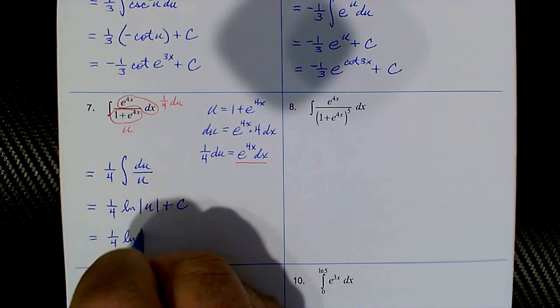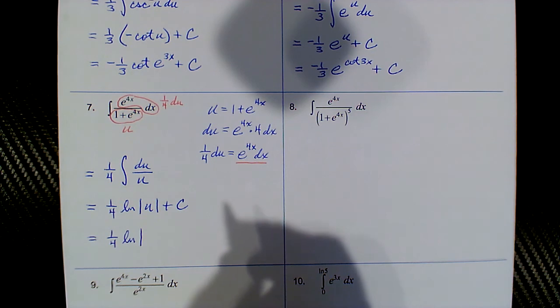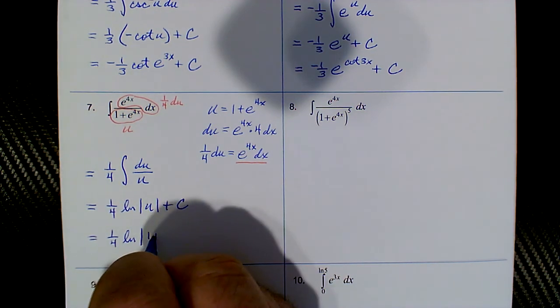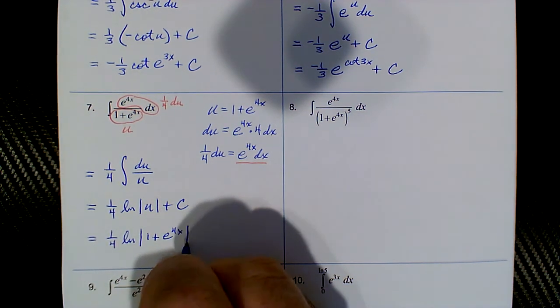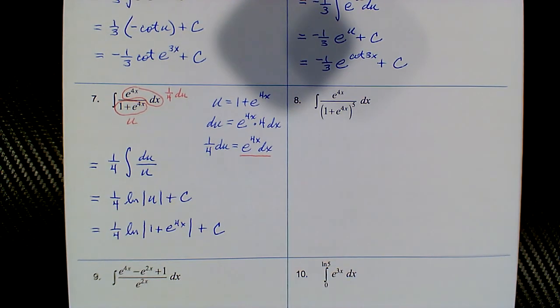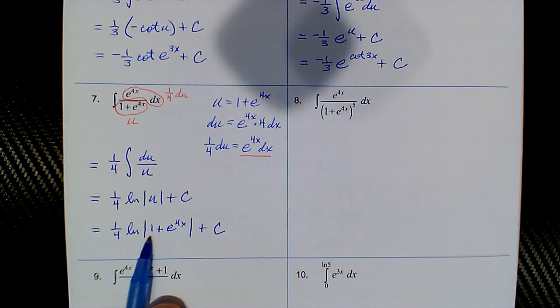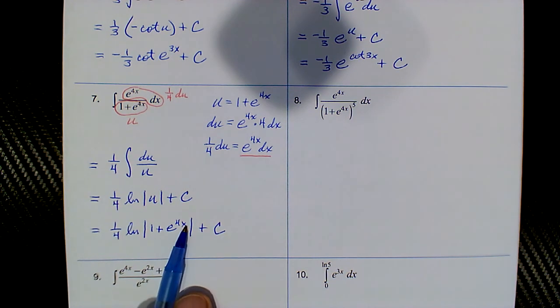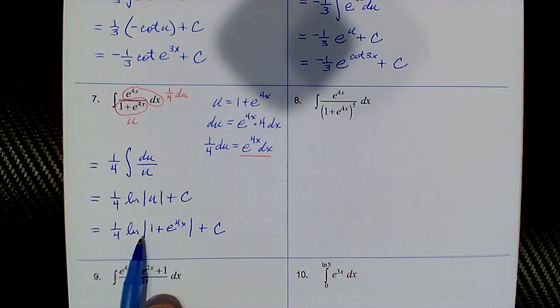So 1/4 natural log absolute value. Our u was the quantity 1 plus e to the 4x. Close up the absolute values, and don't forget, of course, to carry along the constant. Now, this is a case where you could remove the absolute values, because 1 plus e to the 4x, no matter what x is, will always be a positive number, never 0 or never negative. So you could replace them with parentheses. But remember, just leave them and you'll get full credit.